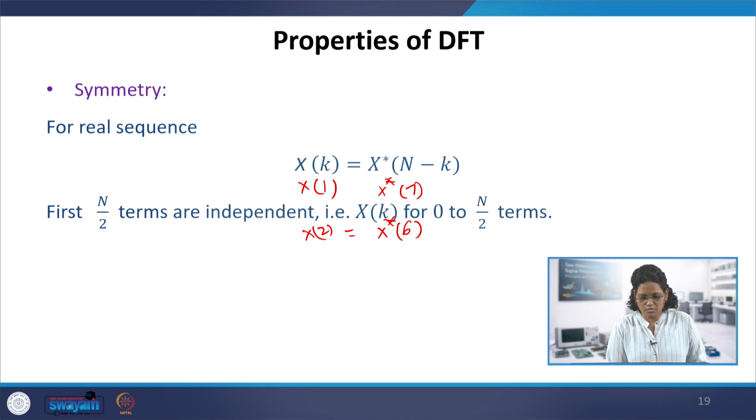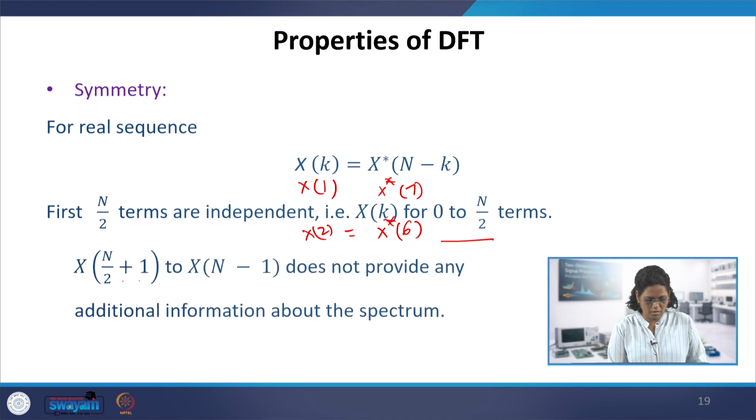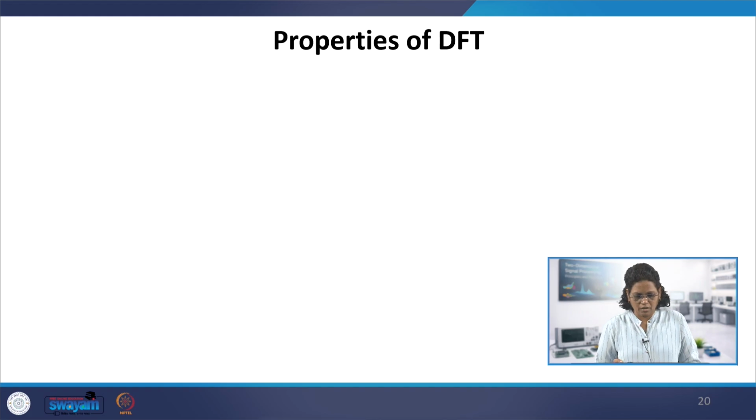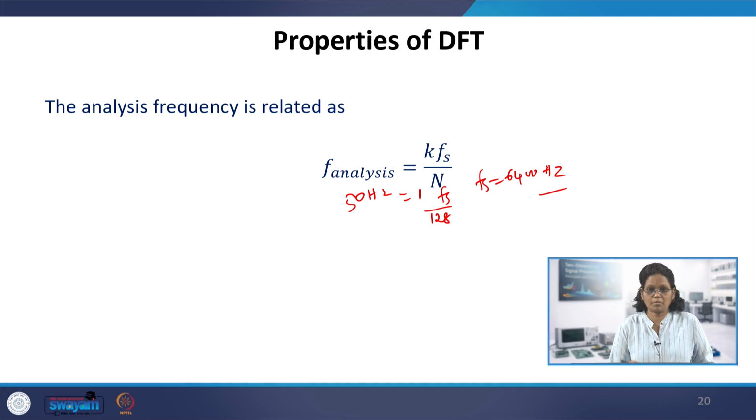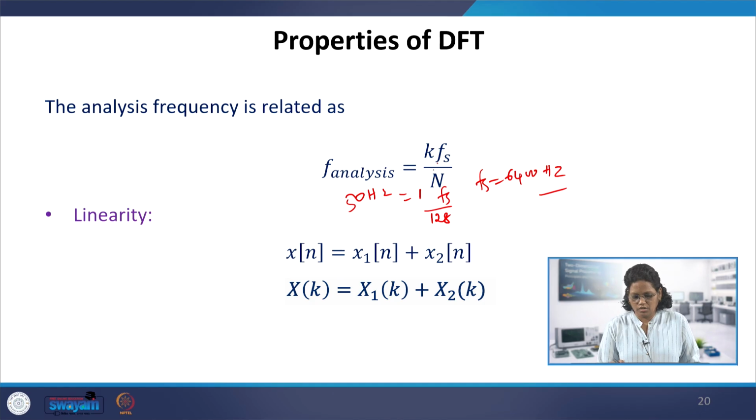So the first N by 2 terms, that is 0 to N by 2, are independent, and the remaining terms do not provide any additional information about the spectrum. Now the analysis frequency we are interested in: the sampling frequency Fs is related by f into N, and k is the bin index. If I am interested in 50 Hertz, that is going to be the fundamental, and Fs you can fix depending on N, which may be 128 or 8 or something. Then Fs is going to be 6400 Hertz. So we can fix the sampling frequency accordingly, depending on the analysis frequency. And this Fs by N is called the resolution in the spectrum.